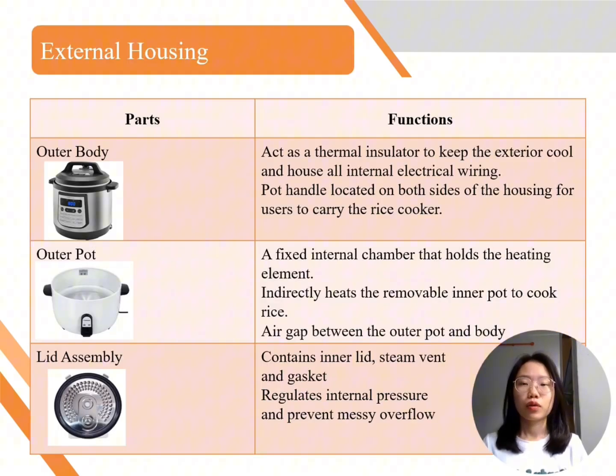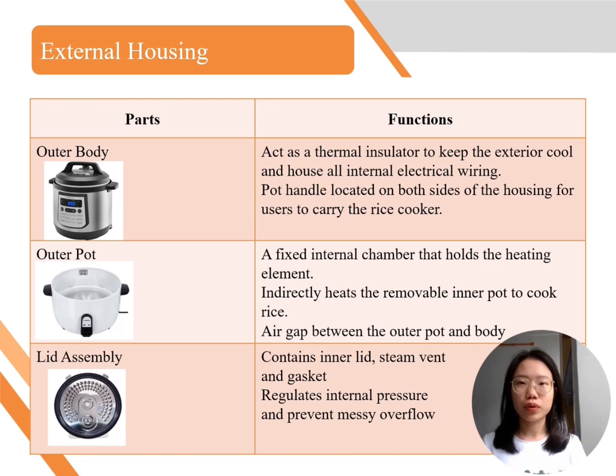For the external housing, we have three parts, which are the outer body, the inner pot, and the lid assembly. The outer body acts as a thermal insulator to keep the exterior cool and houses all the internal electrical wiring. There is also a handle located at both sides of the housing for users to carry the rice cooker. Beyond functionality, the outer body can also feature decorative design. For instance, glossy or matte finishes provide different aesthetic appeals, and customers can choose either one according to their own preference.